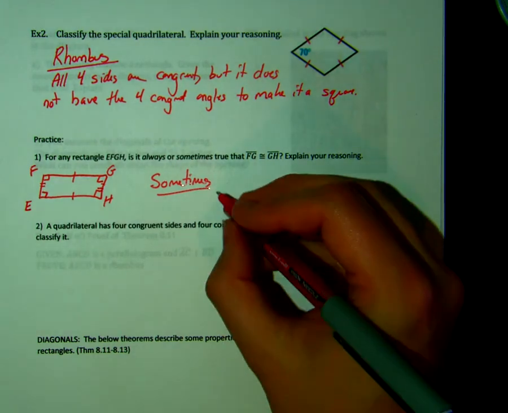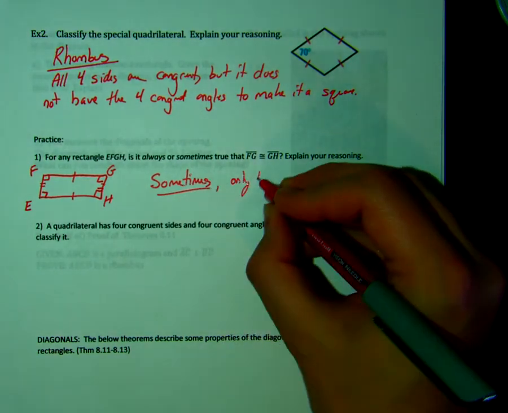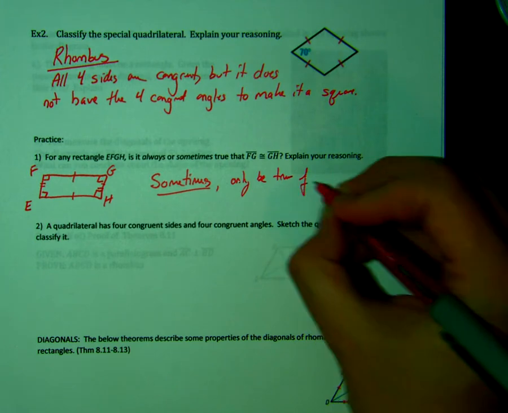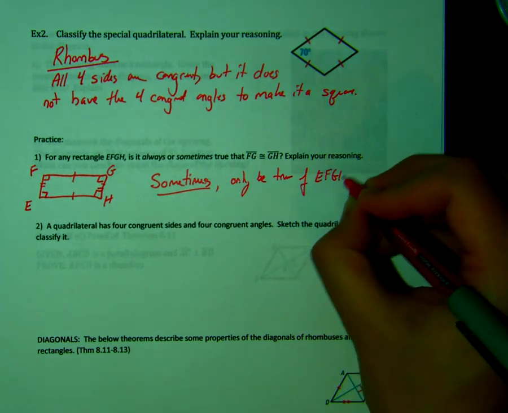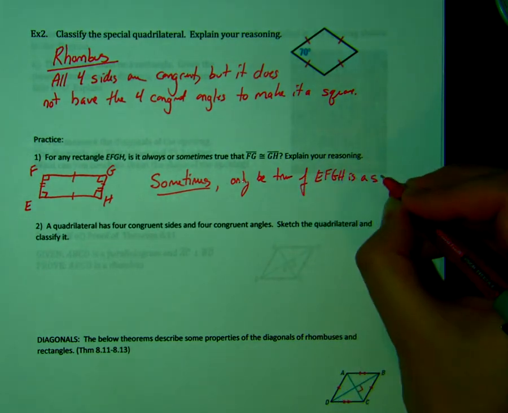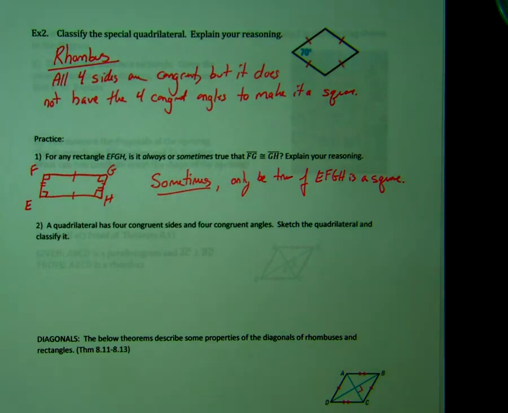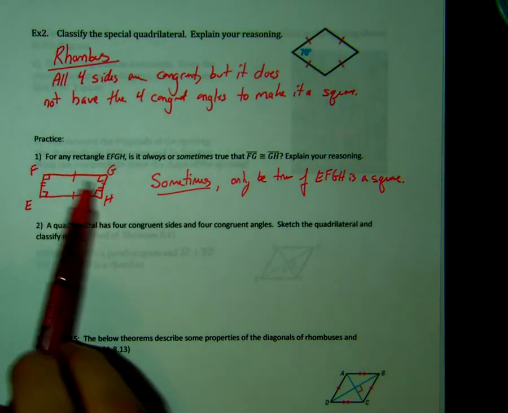Sometimes, okay. This will only be true if EFGH is also a square. So if it were a square, it would also have the rhombus properties, where all four sides would be congruent.